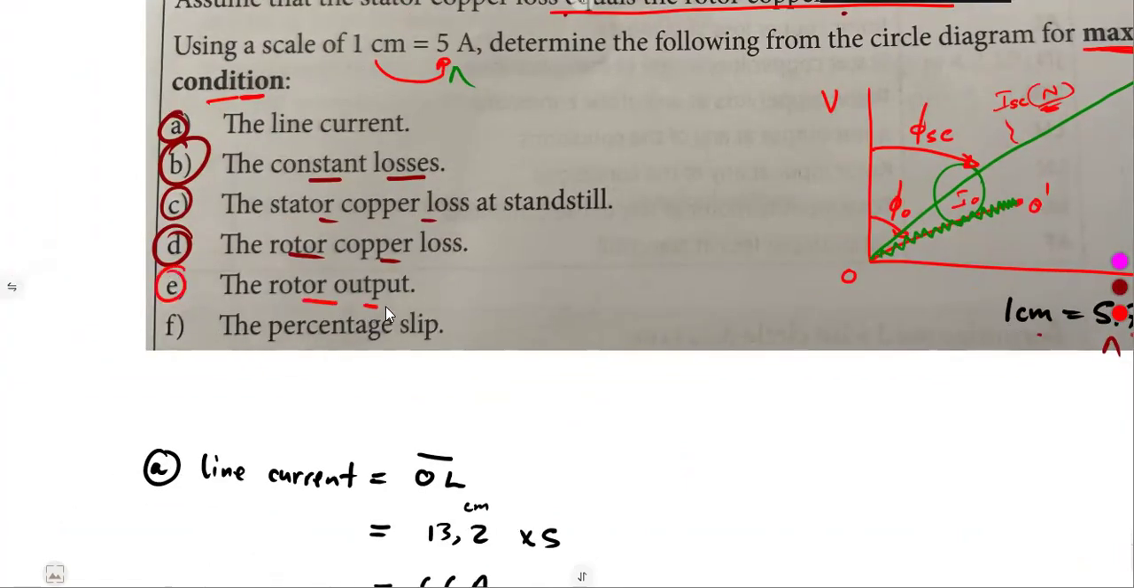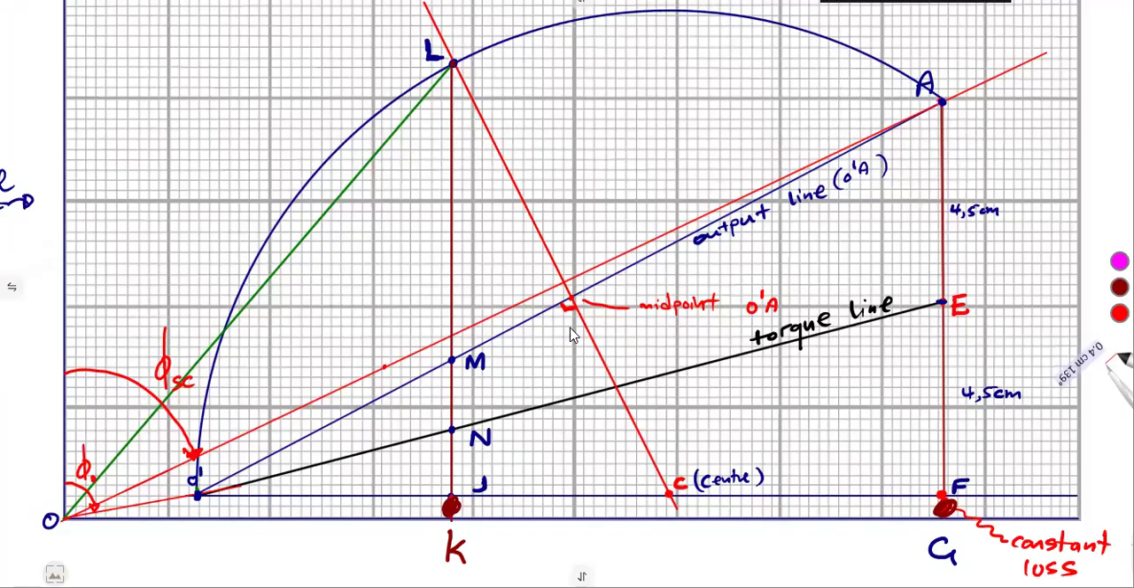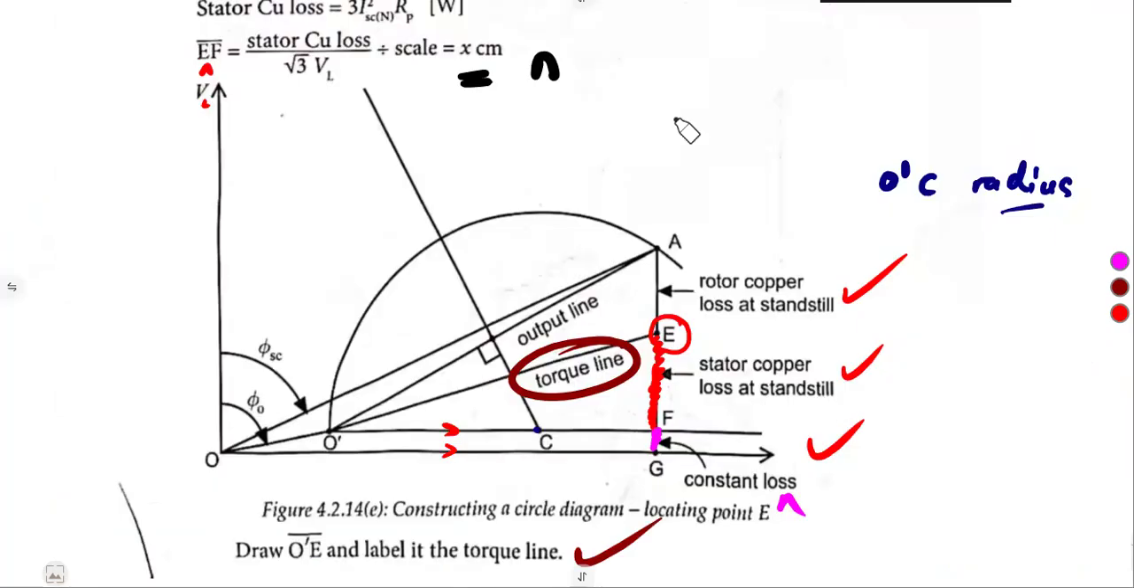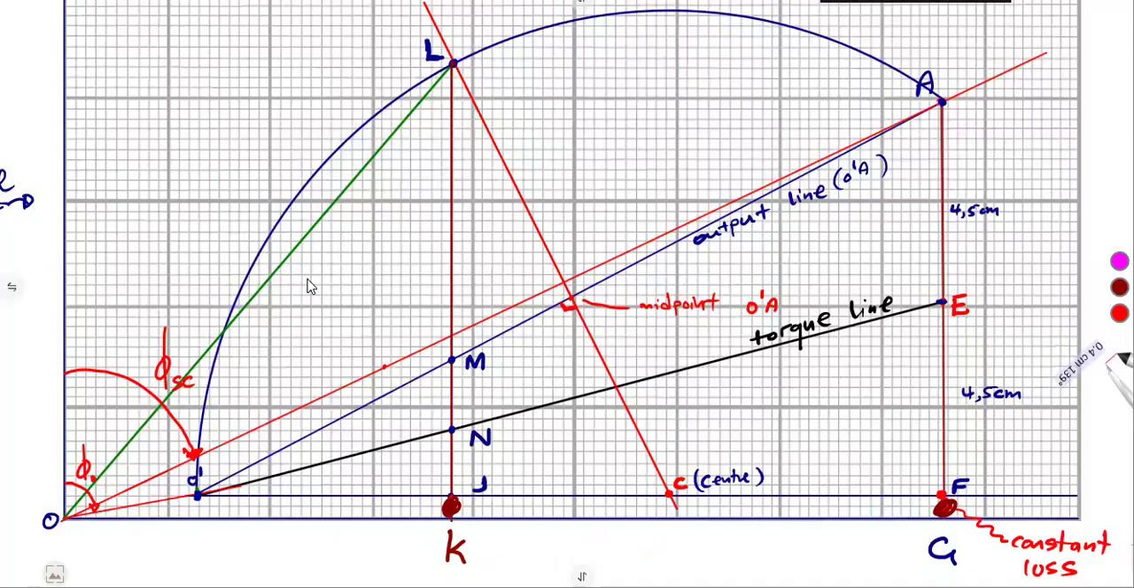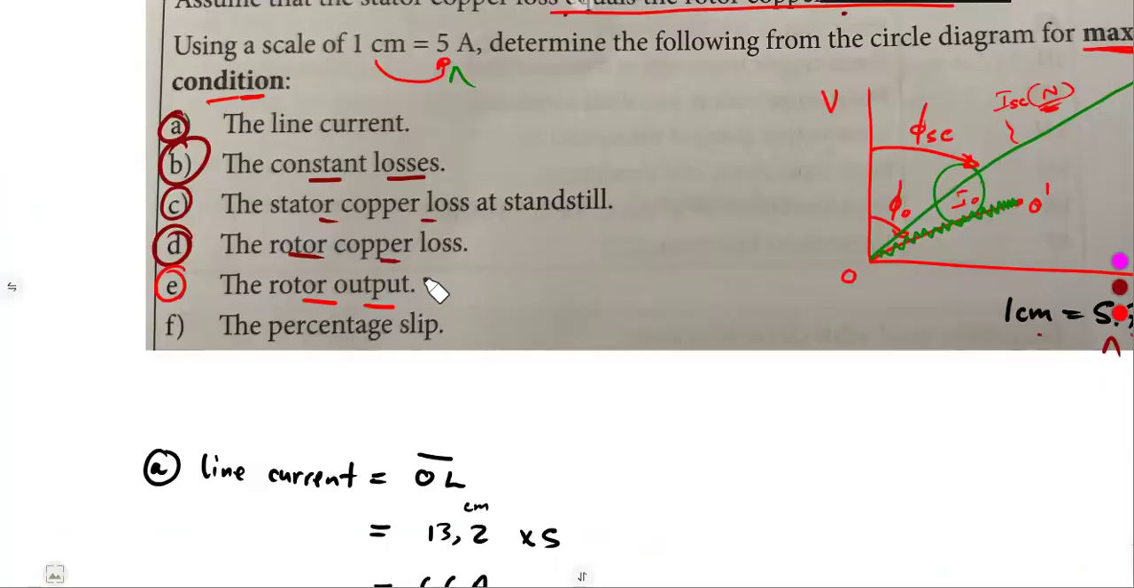The rotor output, again, we can trace it from the diagram. Remember from that line L, the rotor output is affected by line L to M. That is the part of the rotor output. Line LM. So you must measure from L to M; this is the distance that you are going to need here.